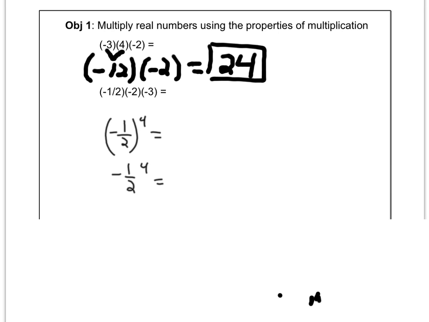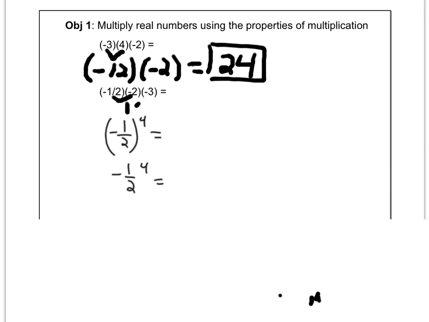Okay, well, we can do this one first. Doesn't matter. I got negative 1/2 times negative 2. Remember, another way to say multiply is the word of. So this is asking me, well, what's 1/2 of 2? Well, 1/2 of 2 is 1. And then a negative times a negative is a positive. So negative 1/2 of negative 2 is positive 1.